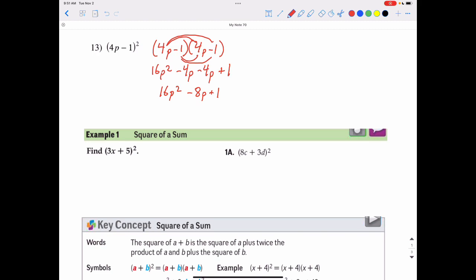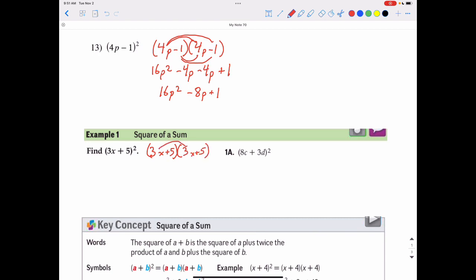That's called a square of a difference, and you can also do what's called square of sums. And basically, the only difference between the two is that difference means subtraction and sum means addition, but both can be done the same way. We could find 3x plus 5 to the second power by rewriting it as 3x plus 5 times 3x plus 5, and then double distributing that.